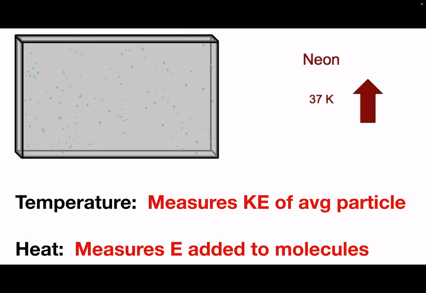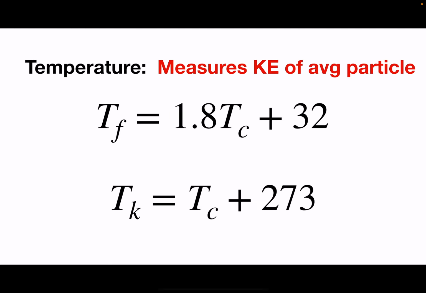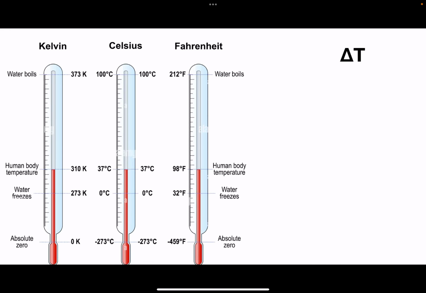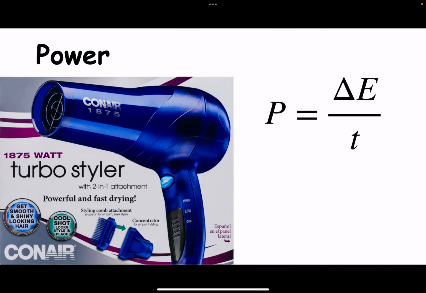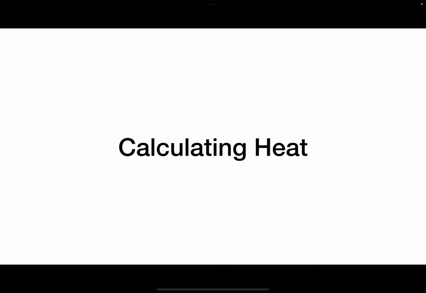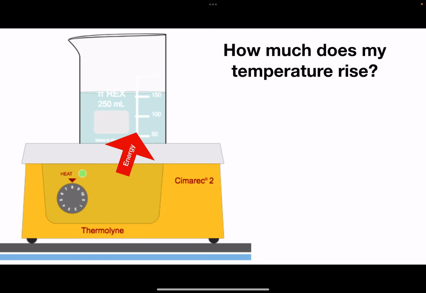Oftentimes they go hand in hand, so that when you add heat, you will have an increase in temperature. We'll see today that that is not always true. We learned the different conversion formulas for temperatures. It probably would be a good idea to put these on your conversion sheet, your green sheet with all your other conversions. We saw that when you had a delta temperature, you could work in Celsius or Kelvin, but not Fahrenheit. We reminded ourselves of the power equation, and we learned how to calculate heat.